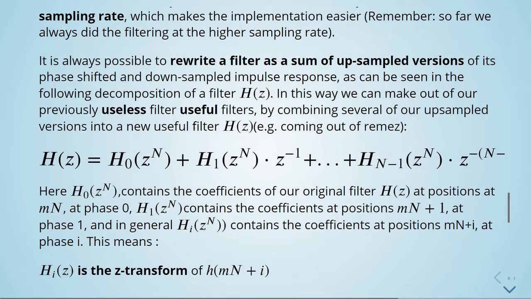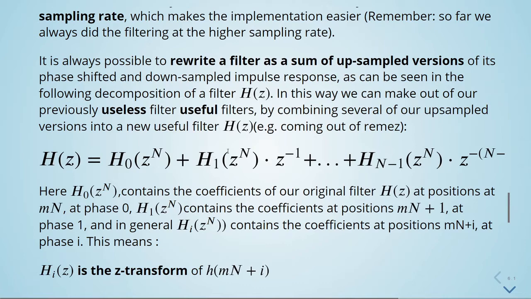So this is what we're doing now. We are rewriting a filter as a sum of upsampled versions of its phase shifted and downsampled impulse response. So we see there is phase 0, phase 1, and so on. Here this H0 contains the coefficients of our original filter at positions m times capital N. So this is phase 0.